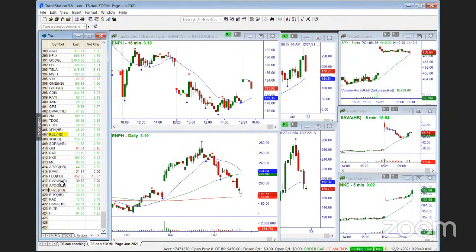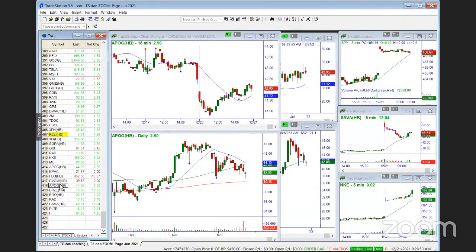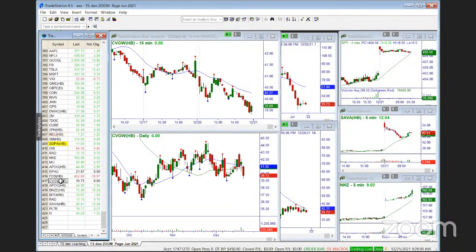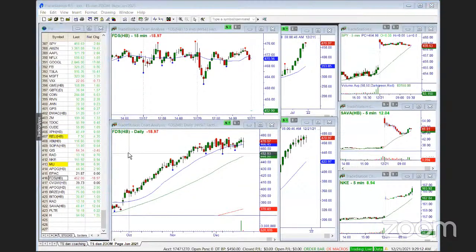ENPH. APOG had earnings. I don't see any gap though. Trading range. I think this was earnings too, but I see nothing. We'll come back to you. FDS 452. All right, this could be a topping pattern. There you go. 30-minute low. 30-minute low, that looks good.